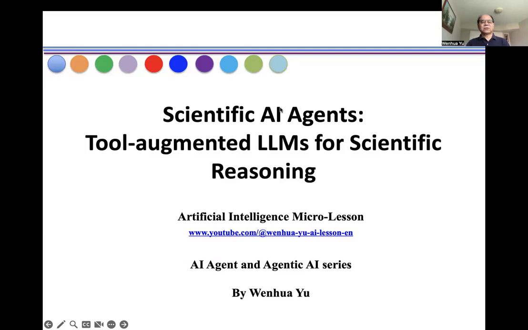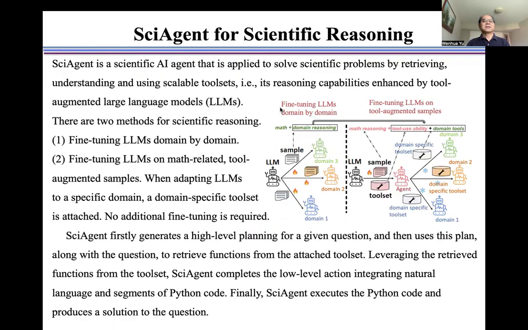In this video, I introduce a scientific AI agent, tool-augmented large language models for scientific reasoning. SciAgent is a scientific AI agent that is applied to solve scientific problems by retrieving, understanding, and using scalable toolsets. Namely, its reasoning capabilities are enhanced by tool-augmented large language models.